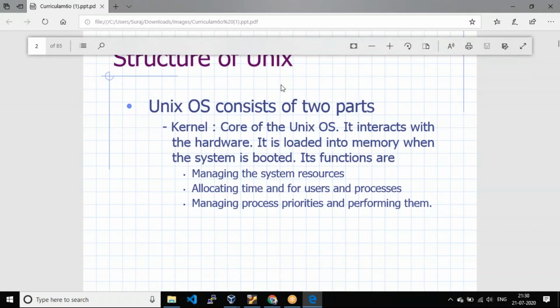Structure of Unix. So actually Linux is a part of Unix, and all the Linux flavors came from the Unix operating system. And in the Unix operating system there are two parts, kernel and shell.